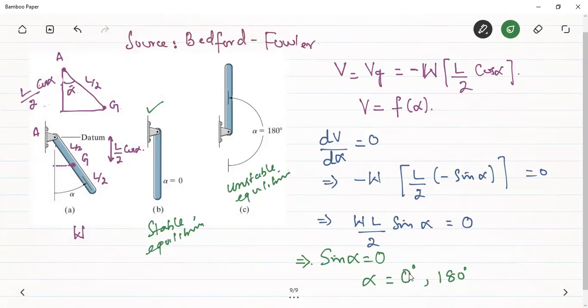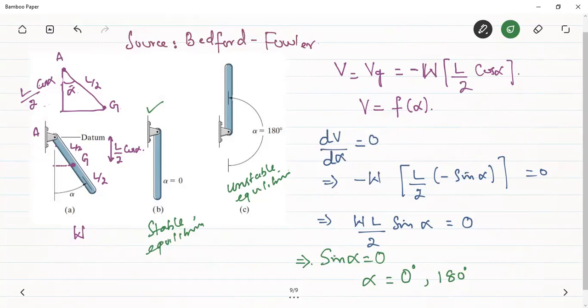One will be alpha equal to 0. Okay, when alpha is equal to 0, that is this position of equilibrium. And the second equilibrium position will be when alpha is equal to 180 degrees. Okay, in both cases, sine alpha will be 0. That is, the derivative of the potential energy function with respect to alpha will be 0.